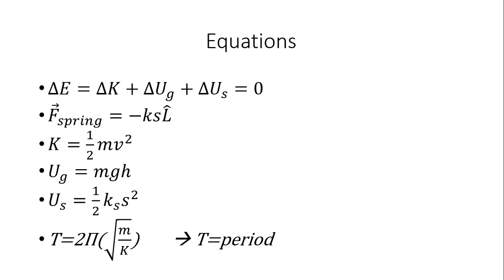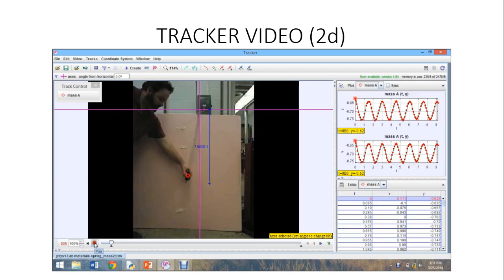We're also going to be looking at the period, which is the length from one crest to one crest, or one trough to one trough, in an oscillation. This is found by multiplying 2 pi times the square root of mass over the spring constant K.